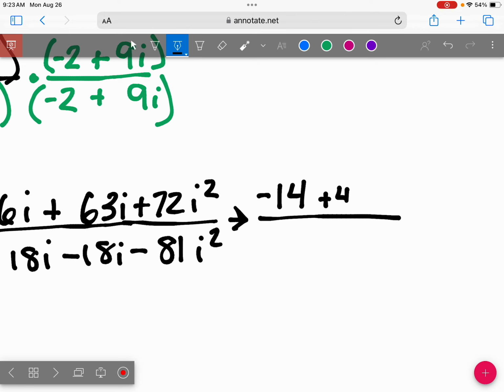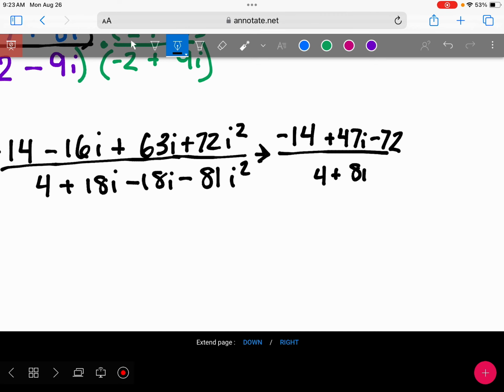47i. And we have our 72i squared. i squared equals negative 1, so this is the same thing as minus 72. And our denominator winds up being 4 plus 81. And we're almost done with this one. We've got to finish our simplifying here.